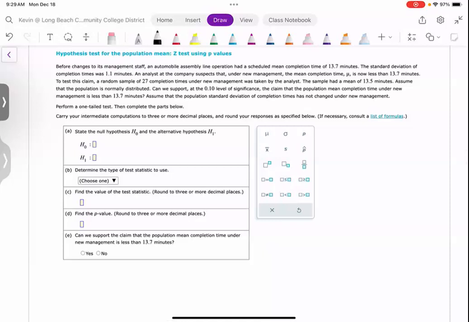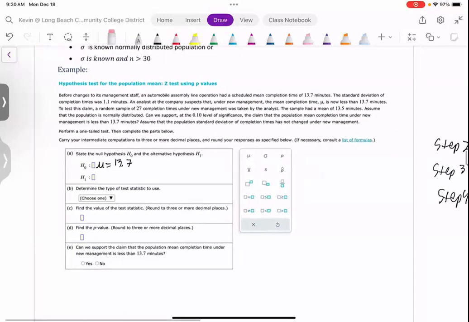Okay, let's jump into it. These ones are paragraph long, so just try to relax. We'll try to identify what we can out of this. Before changes to its management staff, an automobile assembly line operation had scheduled mean completion time of 13.7 minutes. This is our null hypothesis. The standard deviation of the completion times was 1.1 minutes. That is our sigma. That is them telling us that we know sigma is 1.1 minutes.